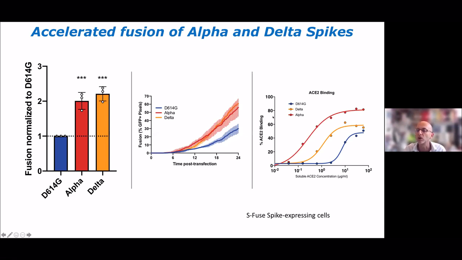We also looked at the affinity of those two strains to ACE2, by incubating infected cells with a soluble ACE2. And there is a strong increase of affinity with the alpha strain compared to D614G, whereas delta is intermediate between those two strains. So there is accelerated fusion of both alpha and delta spikes.